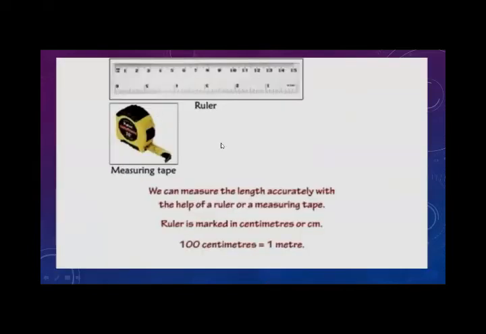Here you see this is a ruler, this is a measuring tape. We can measure length accurately with the help of a ruler or a measuring tape. A ruler is marked in centimeters, as I already told you. This is the short form of centimeter, the unit of centimeter. Write it as cm. Always remember that 100 centimeters is equal to 1 meter. This will really help you in solving exercise 8.2. So remember that 100 centimeters is equal to 1 meter.